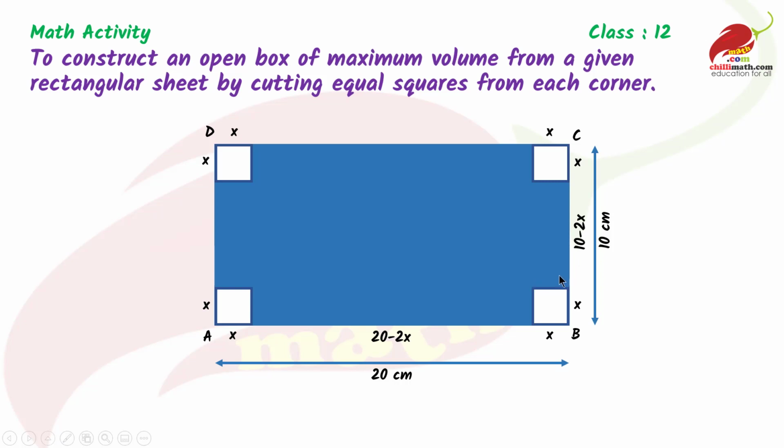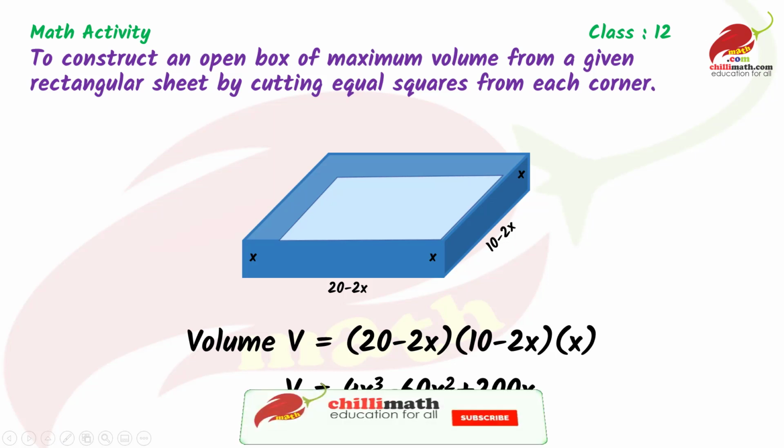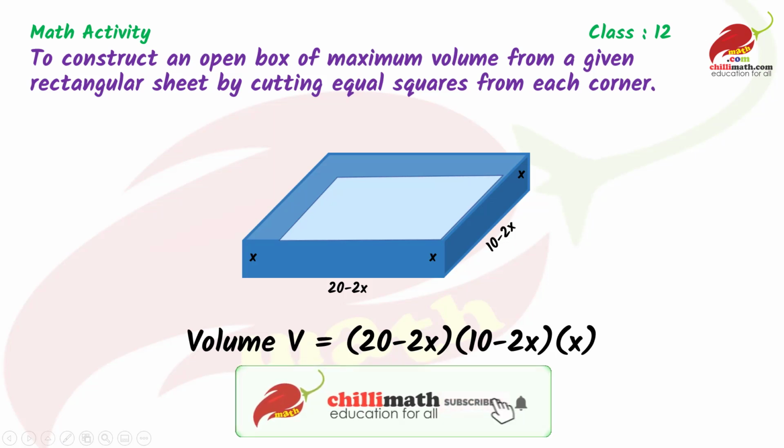Then we'll fold this as a box without top, something like this, whose length is now 20 minus 2x and breadth is 10 minus 2x and its height is x. So its volume is (20 minus 2x)(10 minus 2x) into x, that is length, breadth and height. After solving this we got this expression, that is 4x cube minus 60x square plus 200x. Now in the activity we have to put various values of x and check where we are getting maximum volume.